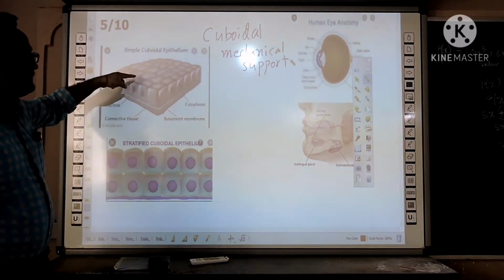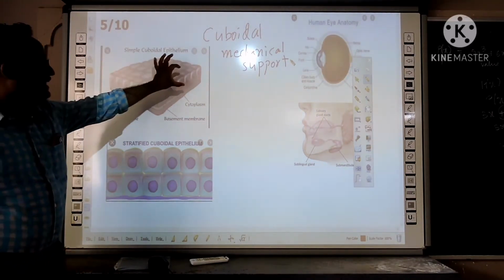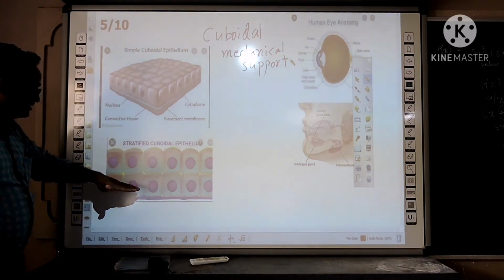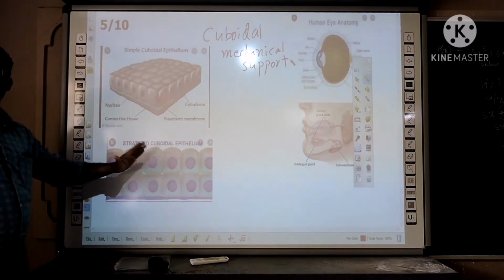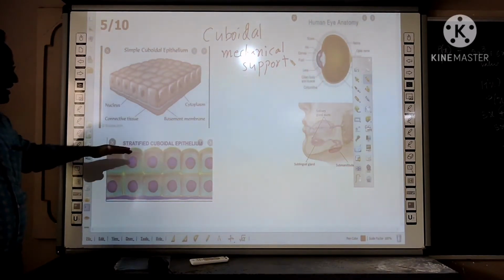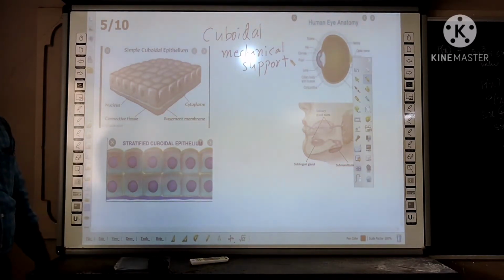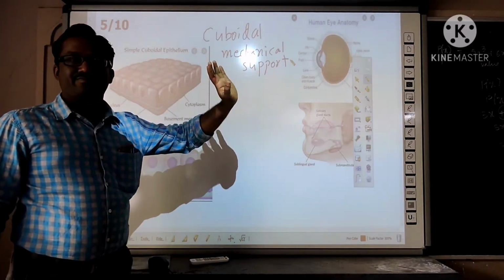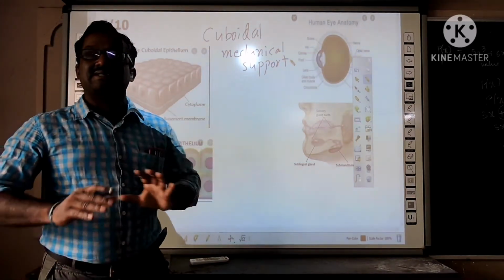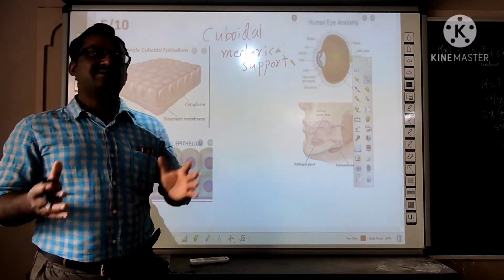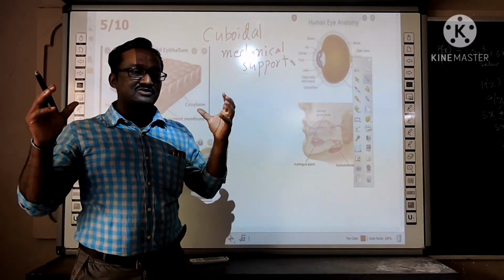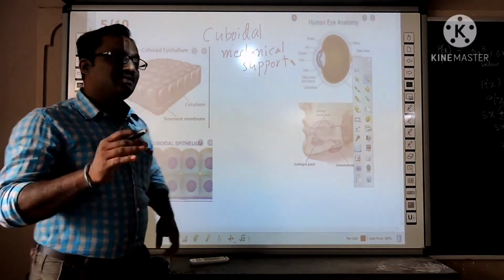See, this is the simple cuboidal epithelium. That means single layer. This is the stratified cuboidal. See, there are two layers, right? And actually, not only two layers, several layers are there. So there are several layers in the stratified cuboidal epithelial tissue. So its main function is mechanical support. Mechanical support means it forms the outer layer in the internal organs. For example, heart. Heart is covered by two layers. The two layers give the protection to the heart. We call those layers the pericardium.